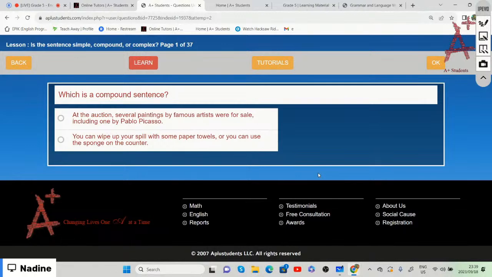So we need to say which one is a compound sentence. Remember, try to look at the coordinating conjunction. Coordinating conjunctions are and, but, or, so. So is it option one? At the auction, several paintings by famous artists were for sale, including one by Pablo Picasso. Or you can wipe up your spill with some paper towels, or you can use the sponge on the counter.